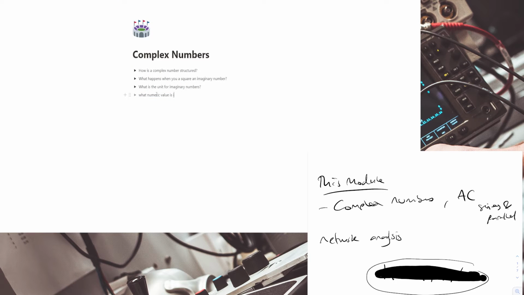Okay, so not what is the value? What is the value of i? That's probably a better question. And then, i is defined by the relationship i squared is equal to minus 1.